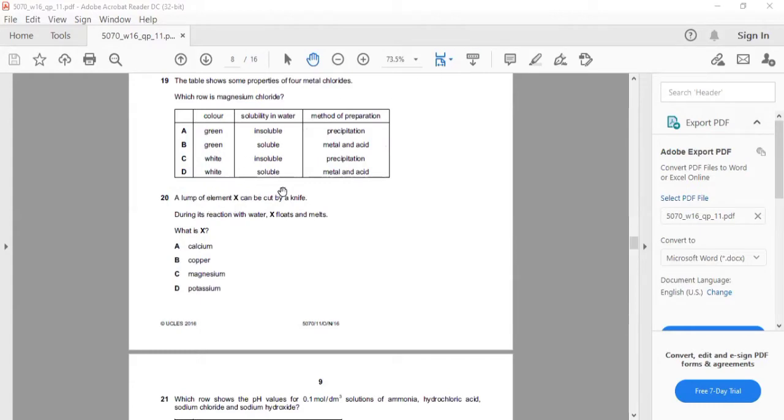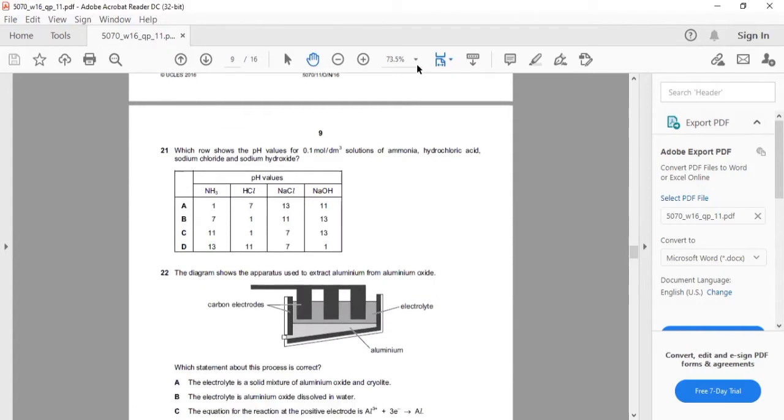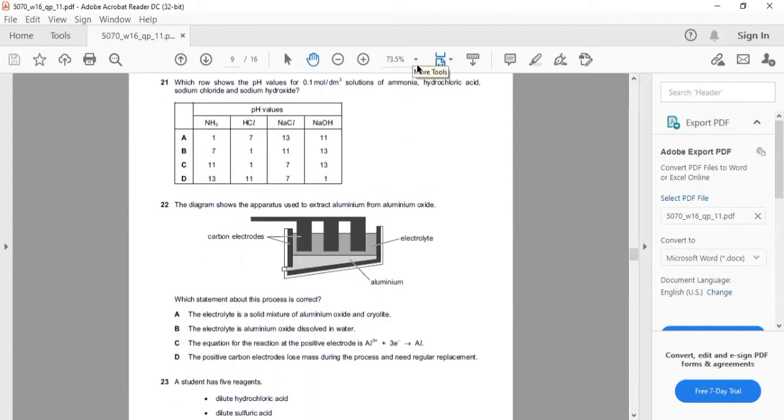A lump of element X can be cut by a knife. Okay. So most probably during a reaction it floats and melts. Group 1 metal. Group 1 is D, potassium. Group 1 metals float and melt during reaction with water. 21. Okay.